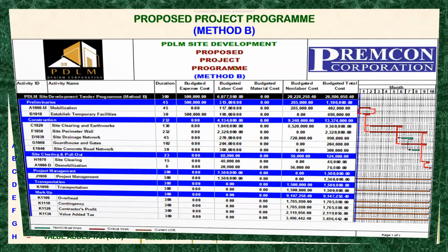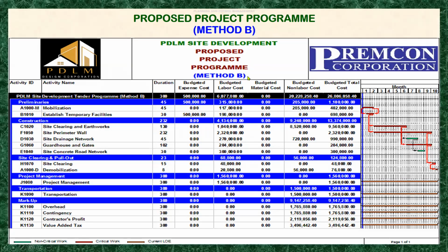Now here is our output now. This is the proposed project program method B. This is in PDF form. So if you look at the total cost here is 26,806,058.40. Let's take a quick look on our method A, if this is the same figure or the same amount. So if they are the same, so we are working correctly.